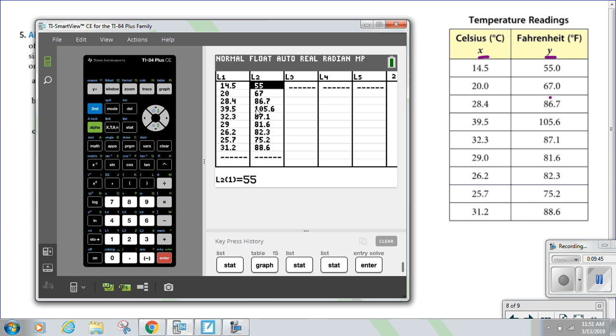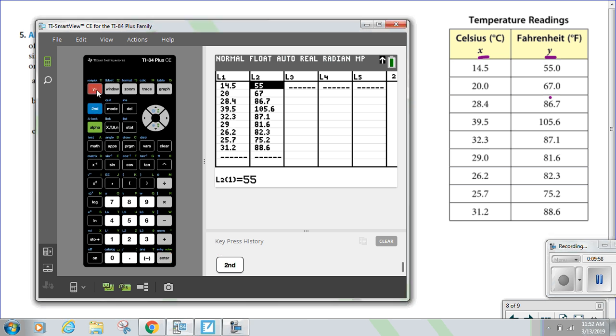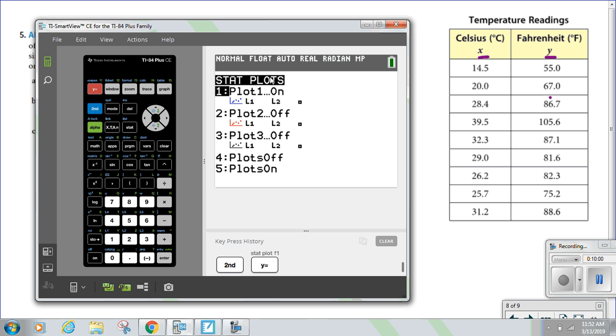Again, Stat and Edit, and here are your x values, and here are your y values. Now I want to go ahead and see that on a graph. So this is going to be a scatter plot. Make sure right here where it says Stat Plot that you have one of your scatter plots on and everything else is off. And then I'm going to go ahead and hit Graph.